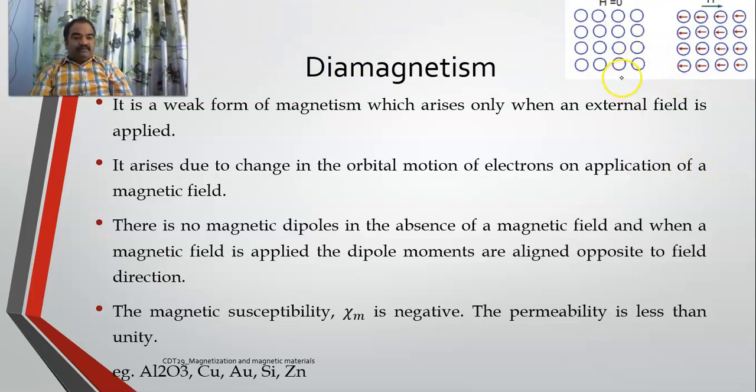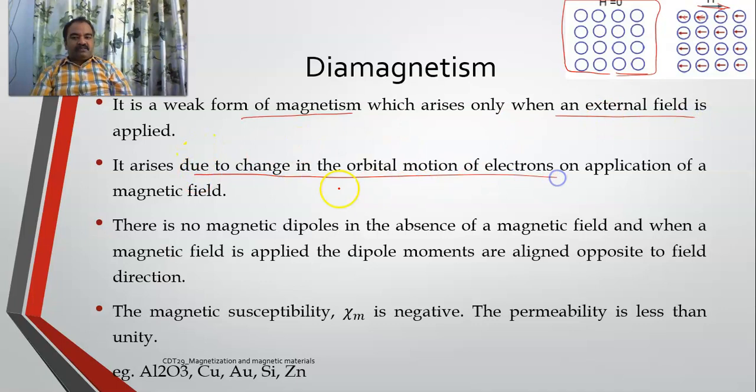See, this is the material. If H is equal to 0, there is no magnetic moment, and if you apply H in this direction, the net magnetic moment is in this fashion. It arises due to a change in the orbital motion of electrons on application of magnetic fields. In the absence of magnetic fields, there are no magnetic dipoles, and when a field is applied, the dipole moments are arranged opposite to the field direction. That's why we call these diamagnetic materials.